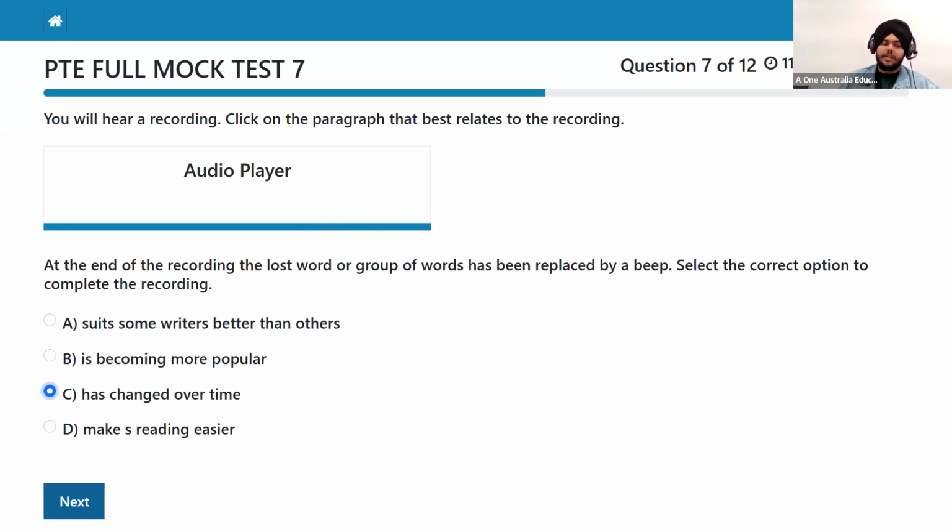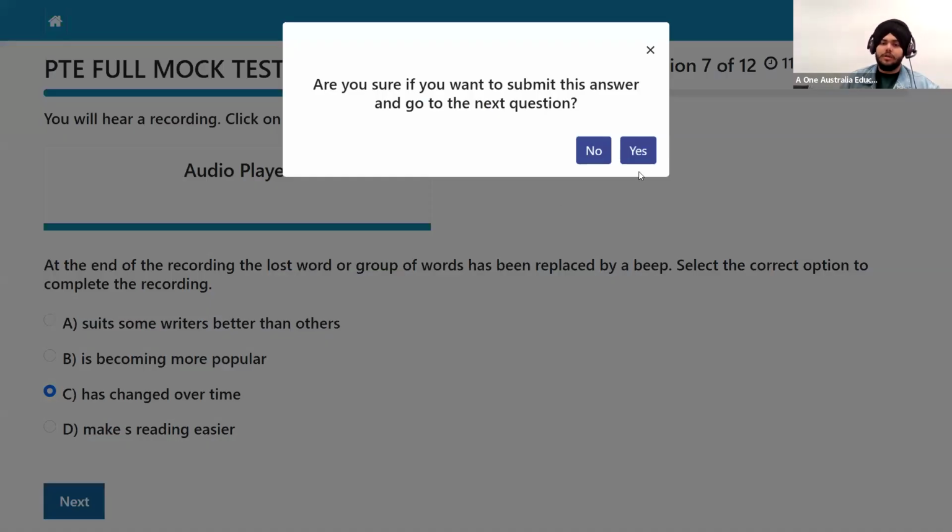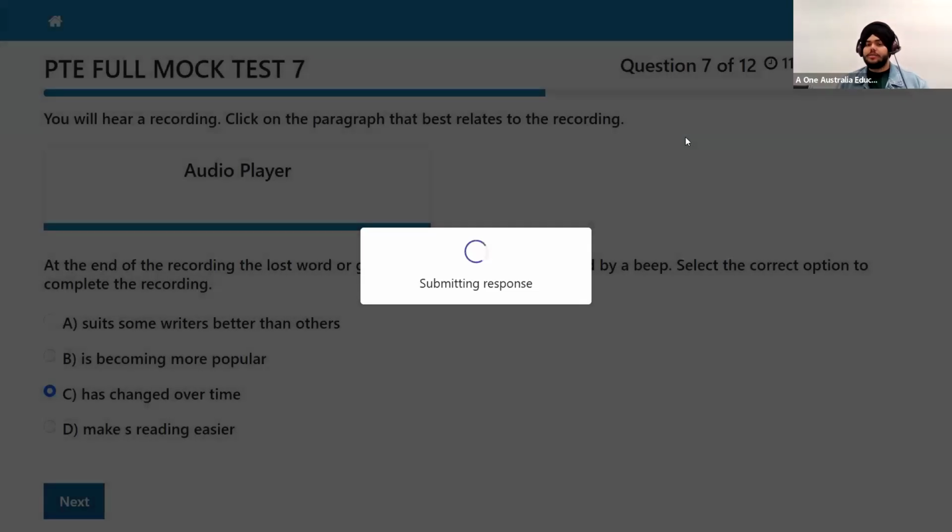Okay, so this type of narration has changed over time because the speaker was basically telling you how it has changed. Highlight incorrect words, one of the easiest.